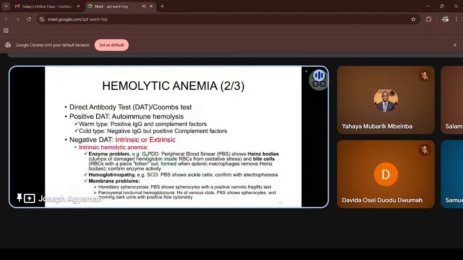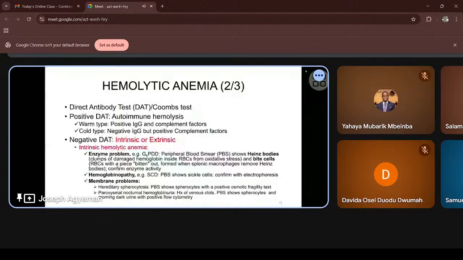Class captain, are we okay? These are all possibilities of hemolytic anemias. As always, you need to draw your conclusion. Dive deep before you start your treatment.